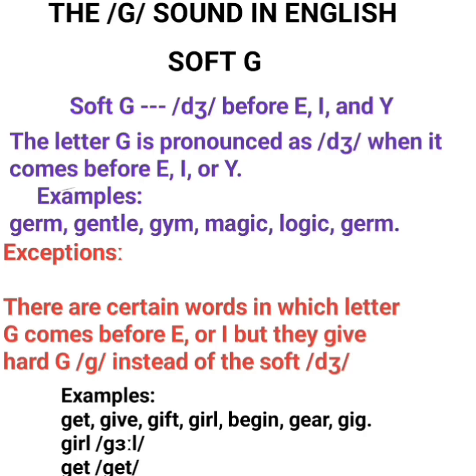For instance, gentle, gym, magic, logic. We say "logic" with soft G because I comes after the letter G. The same thing, "gym": because the letter Y comes after the letter G, it makes it a soft G. But there are some certain words that violate this rule, such as get, give, gift, girl, begin, gear, and so on and so forth. These are just exceptional cases, but the normal rules are the standard ones.